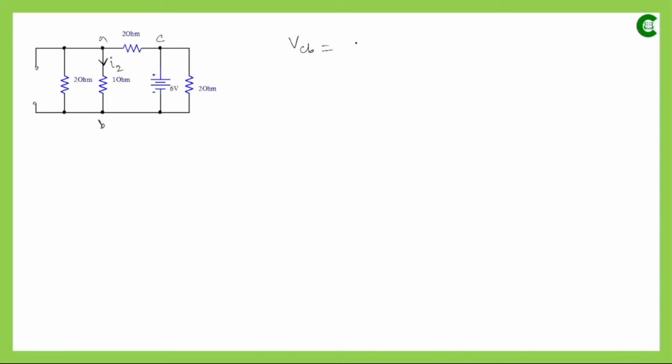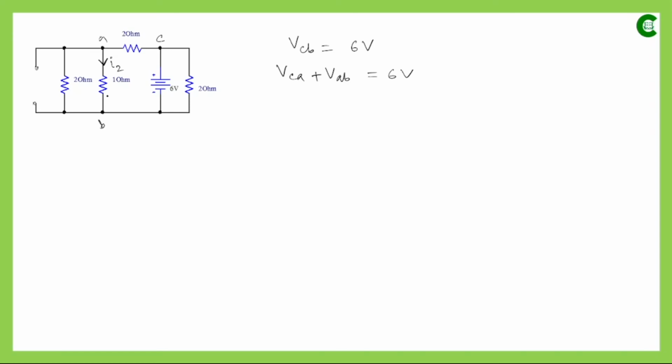VCB basically will have the value 6 volt, and VCB is nothing but VCA plus VAB, and we want to find out the current value. So if we can find out the voltage drop across AB, then with the help of that value we can easily find out the current value. So VCA plus VAB will be 6 volt. And how can we find out the voltage drop across these two terminals AB? We can apply the voltage division rule here.